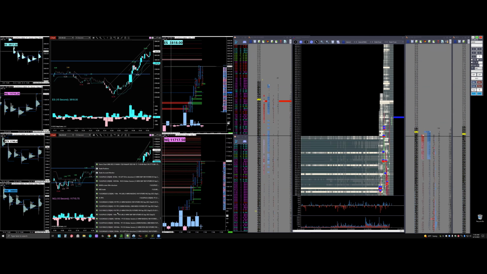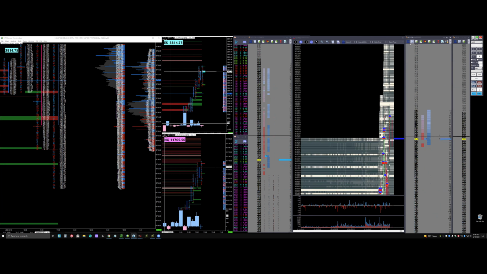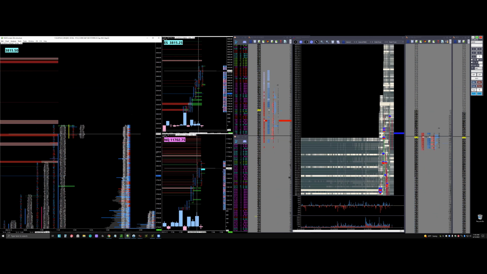Let's put on the footprint. I've got coffee in one hand and my mouse in the other hand, so I'm not going to trade this long. I'm just going to talk about it, but it's clearly a momentum long here.